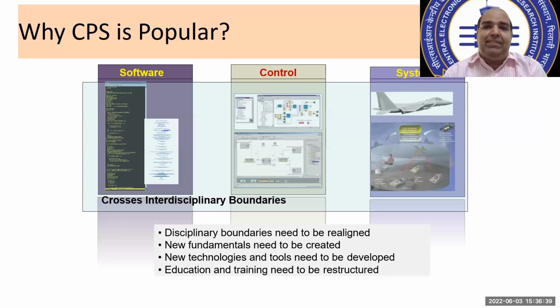So why is CPS so popular, and why are we gathered here for such a discussion? CPS has three fundamental units: the software side, the control side, and the system side. And if you see, they have their own boundaries. If you want to cross these interdisciplinary boundaries, we need to realign ourselves with new fundamentals. We have to recreate new technologies around them, new tools to develop around those things, and then obviously academia and training need to be restructured.